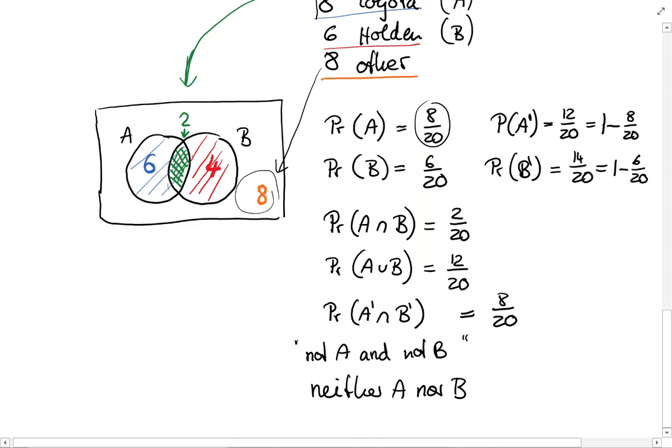Now have a look at the complement of this. That means not a Toyota. So there's 4 people here in the circle of B that do have a Holden, but not a Toyota, because those people who do have a Toyota, they are in the middle. And the people on the outside, they have neither a Toyota nor a Holden. So that means if you want to investigate the event of not having a Toyota, so not A, that would give you 8 plus 4, so 12. 12 out of a total of 20. But what you see here now is that that's the same as 1 minus 8 over 20. And 8 over 20, well, that's the probability of A.